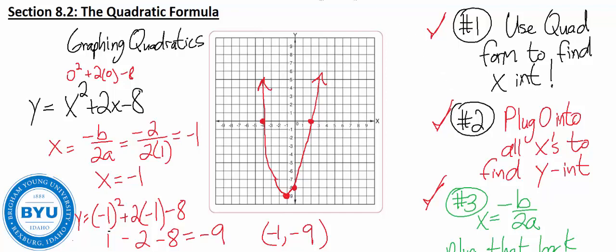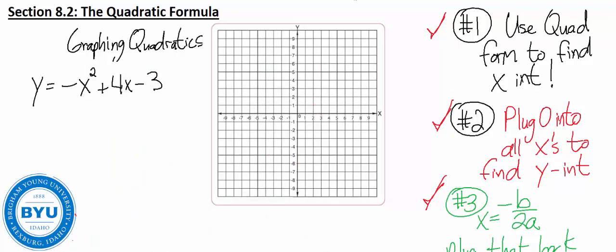It's time for you to try. Let's go. And now it's your turn. Let's have you guys do y equals negative x squared plus 4x minus 3. You need to graph this one. Pause your video now and let's see how you do. Good luck. Welcome back. Let's do it.